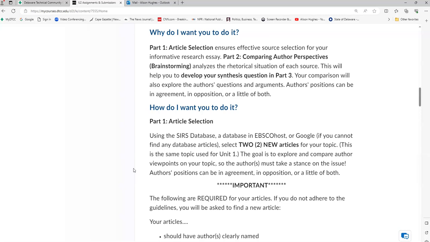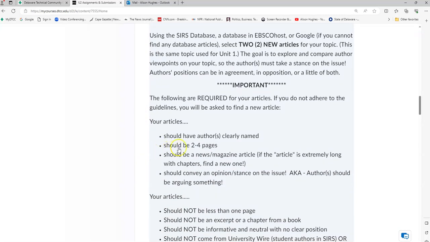But like I said previously, the articles could be mostly in agreement, they could be in complete opposition, or there could be a little bit of agreement on some points and disagreement on other points. So some things to keep in mind as you look for your articles.